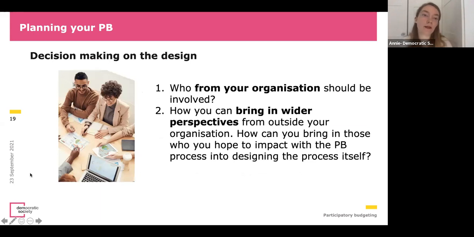So this is another thing to consider: who from your organisation should be involved? It might be people that you don't necessarily expect to be involved. Maybe you've got a PB that you want to run in a specific policy area, and you need to bring in more people with expertise in that area. So considering that, who, and then how can you bring in wider perspectives from outside your organisation, and how can you bring those who you hope to impact with the PB process? It might be disengaged people in your community. What would be a good method, or thinking through techniques for bringing them in, making it very clear to them how they can join the conversation and the design?